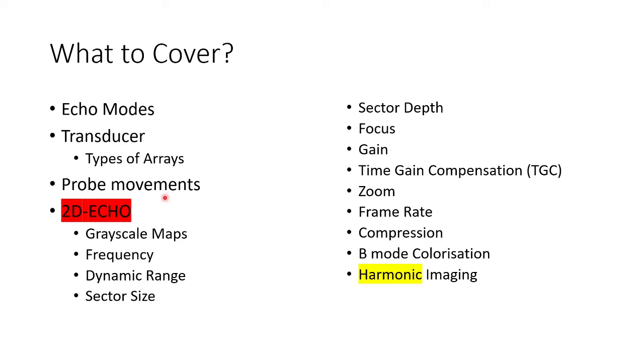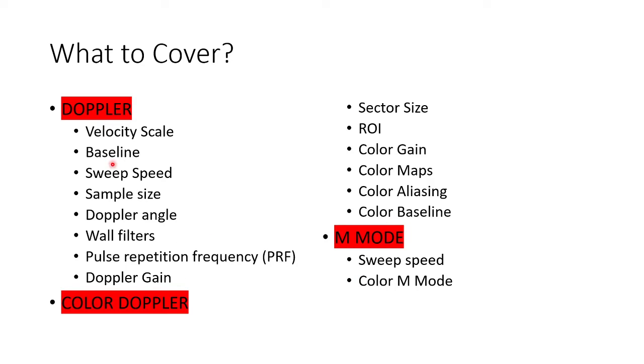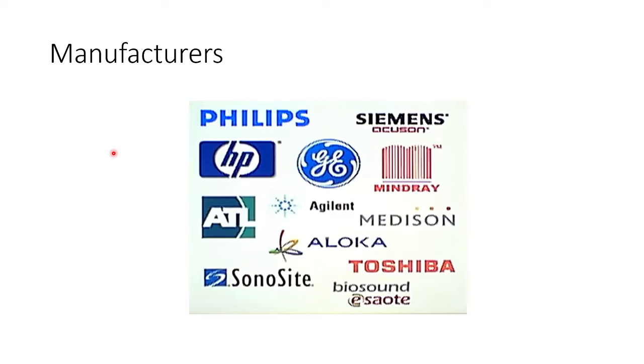In this lecture, we'll cover the various echo modes, the transducer and how it works, the various types of arrays used in a transducer, the probe movements, and then how to optimize the echo in each and every mode. Like 2D echo, there are many functions which you can optimize. When it comes to Doppler, various parameters are there which you can optimize to get the best Doppler signal. Color Doppler also has various parameters so that you can get the best color image, and M mode also has various optimization techniques.